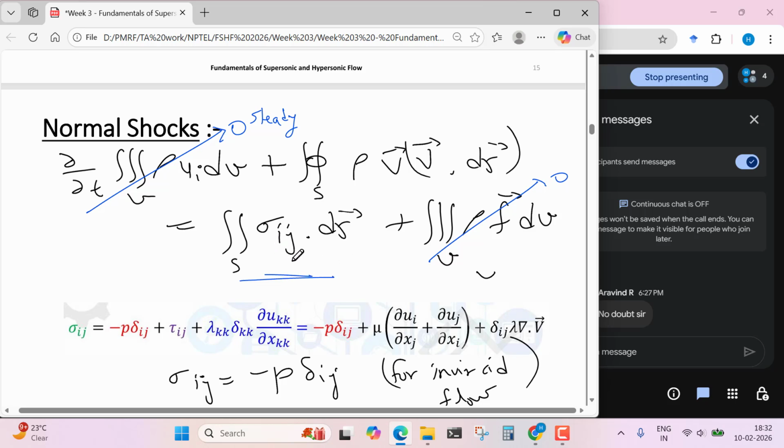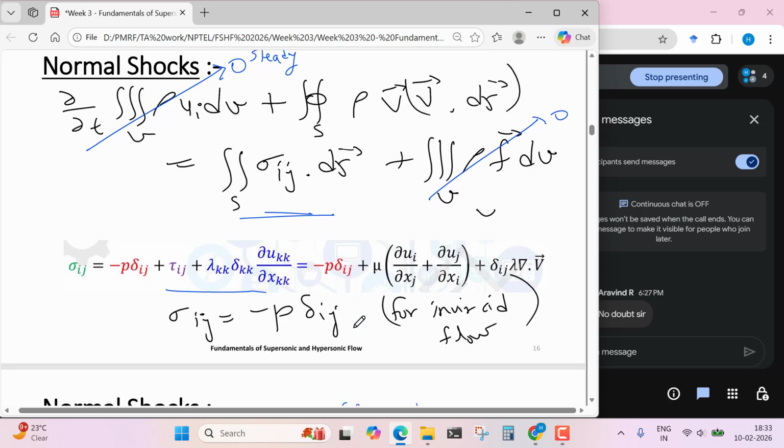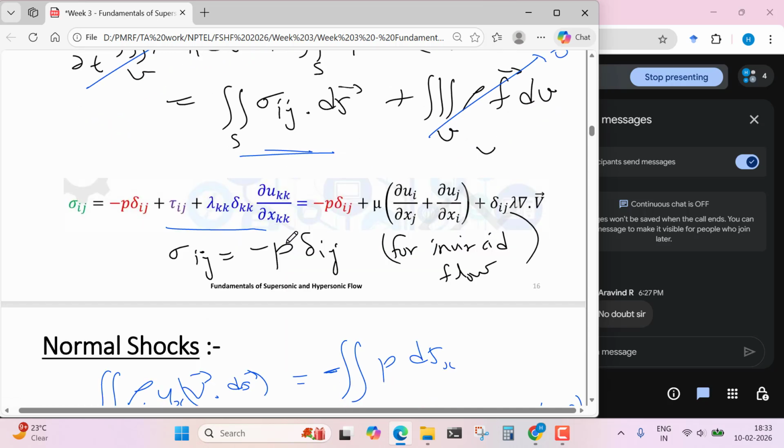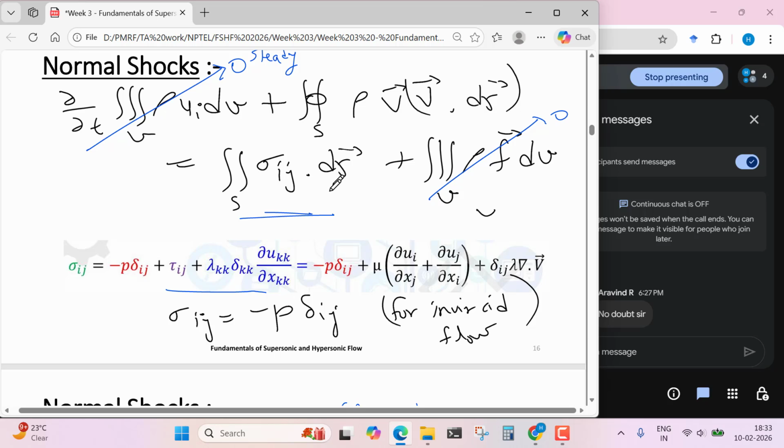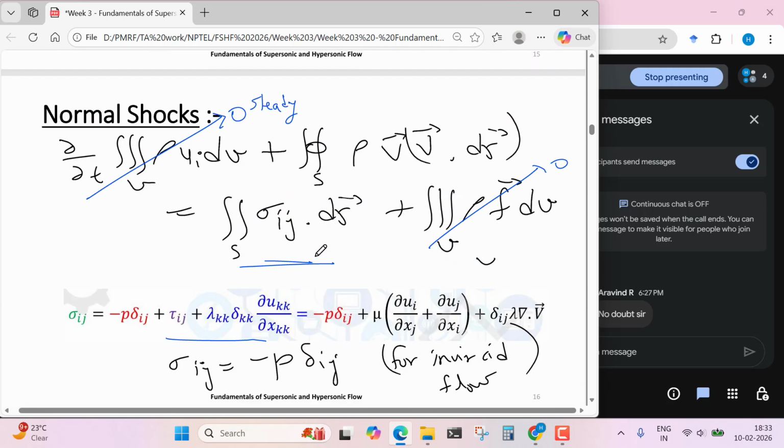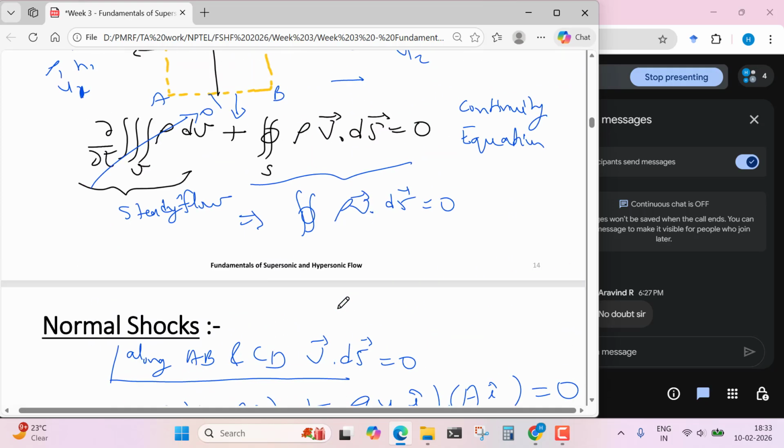Here σ_ij can be given by minus p δ_ij plus λ δ_ij ∂u_k/∂x_k. Because our flow is inviscid, this whole viscous term will be 0. So we get σ_ij equal to minus p δ_ij. We will substitute all these here, and we will write the equation for the x momentum equation only, because the flow is only 1D flow.